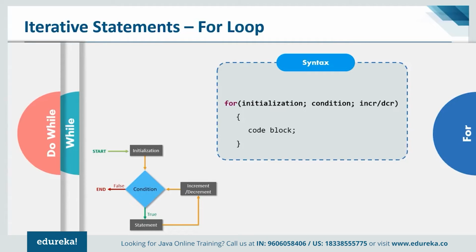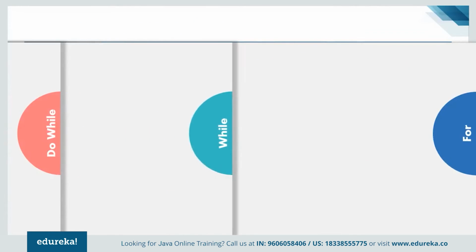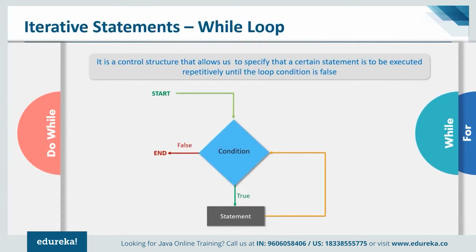So till this condition is met, your code block will be executed. Now the way you have a for loop, in a similar way we have a while loop. While is just a different way of coming up with the for loop. They are just different in the syntax. They work in the same environment, the same way.